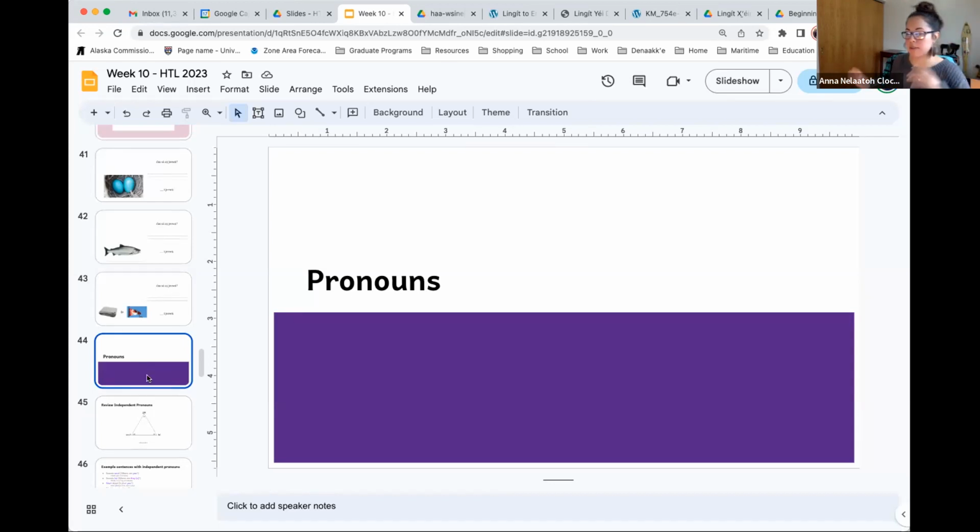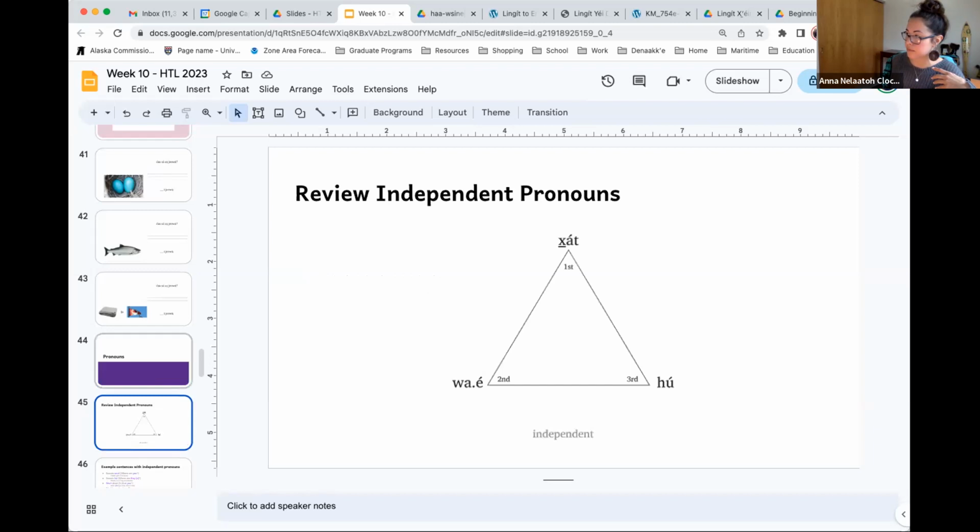So a couple of things we've been working on with grammar so far is identifying verb roots, and we'll continue with that. And a new concept we're working together on as a class is pronouns. Pronouns are ways of addressing people or referring to people.